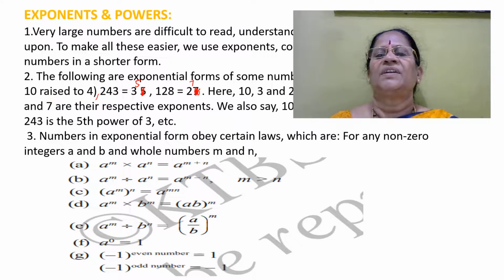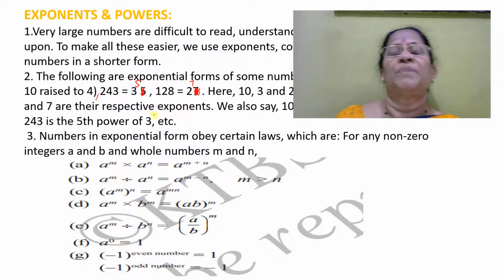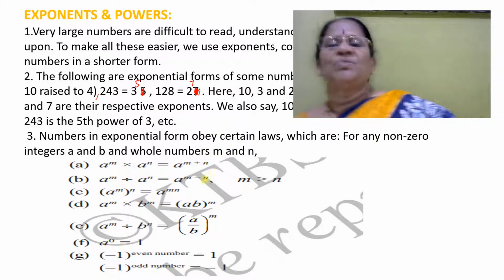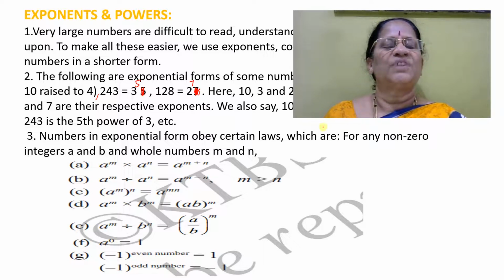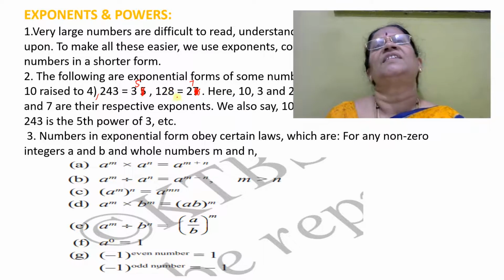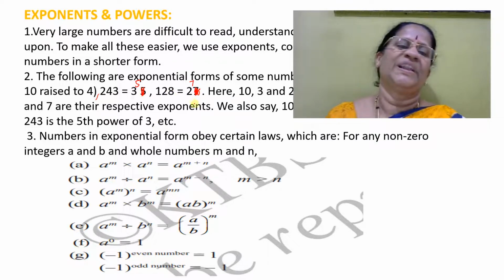10, 3 and 2 are said to be the bases, whereas 4, 5 and 7 are said to be the exponents, respectively. So we also say 10,000 is the fourth power of 10, 243 is the fifth power of 3, and similarly 128 is the seventh power of 2, like this.